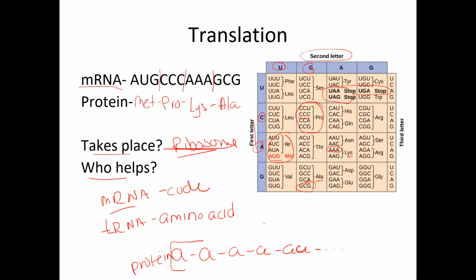So do you guys have any questions about translation? This really covers objectives 3 and 4.